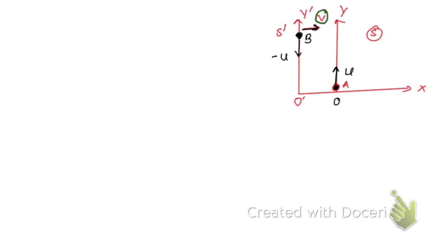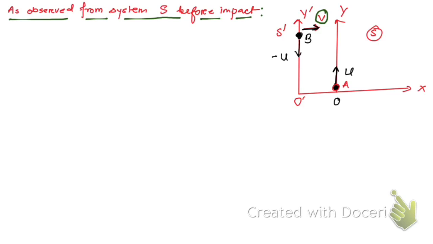Now before the collision, before impact, observed from the system S, we can write, according to the rules of transformation of velocities. I hope you have watched the video that I made on the transformation of velocities. If you haven't, then please go through the video, link is in the description box. Then you will understand.